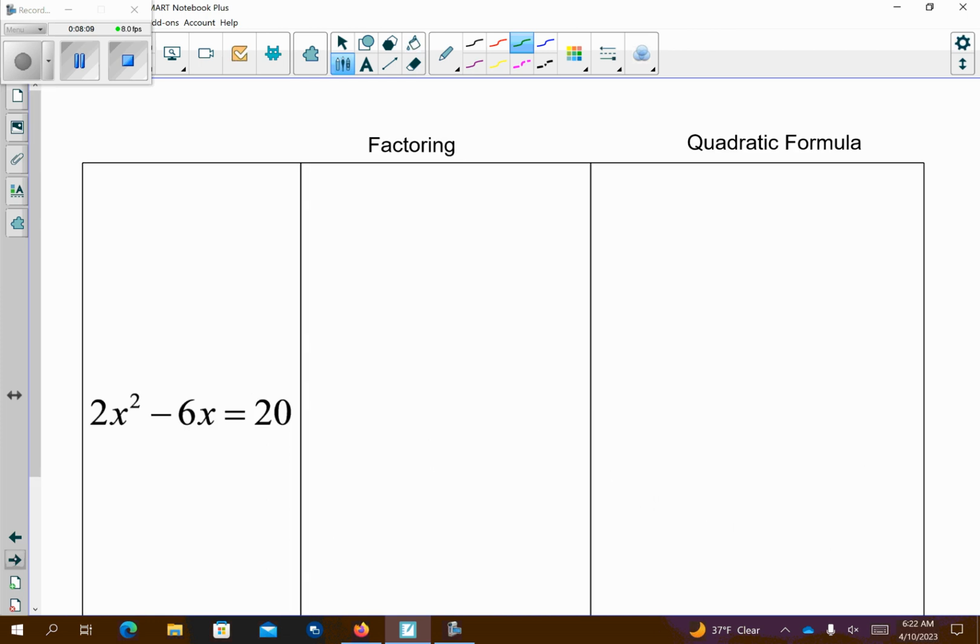This is the second problem. So things that we would have to do here is perhaps we would subtract 20 because we want it to be equal to 0. And then we could say, okay, well, everything is divisible by 2. So I'm going to get x squared minus 3x minus 10 is equal to 0. And then let's try and factor it. Okay, so I think all of these will factor. They might or might not.